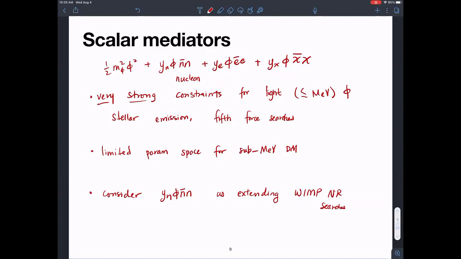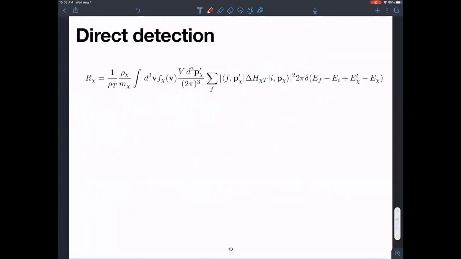Okay, and beyond the particular benchmarks, there are of course lots of other production mechanisms, as you've been hearing about, and they give other types of predictions. But the ones I'm showing are the ones that are most often shown on plots you might see in this literature, so I focused on them.